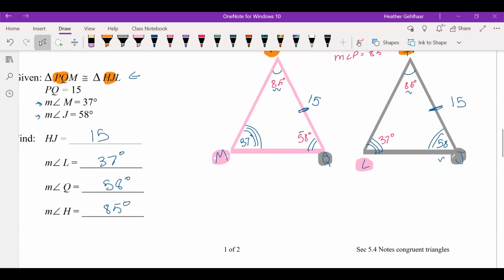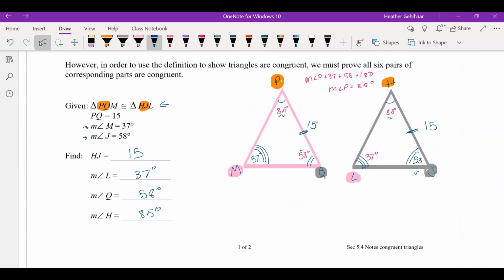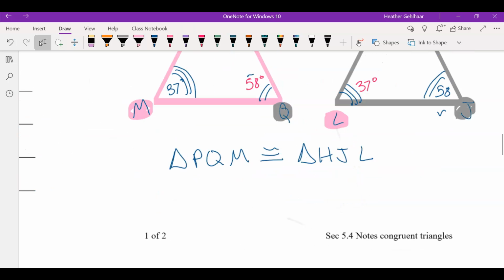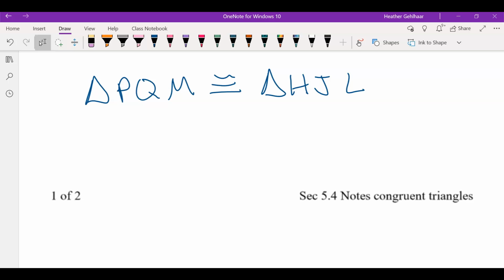Actually, no, you know what? I want to go back to here. I want to reference this up here when I talked about the sides. So I'm going to copy this back down. So we had here triangle PQM is congruent to triangle HJL. Okay, so zooming in here, writing the congruent statements of the sides. So we have here PQ is going to be congruent to HJ. So segment PQ is congruent to segment HJ.